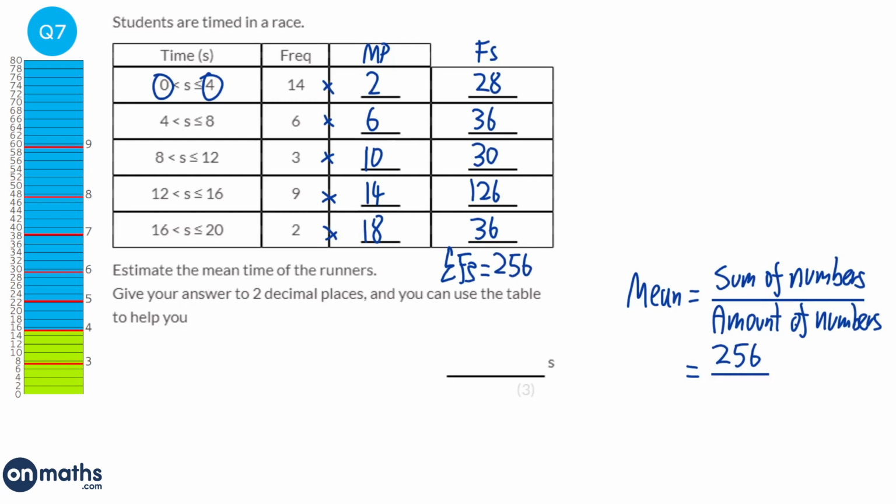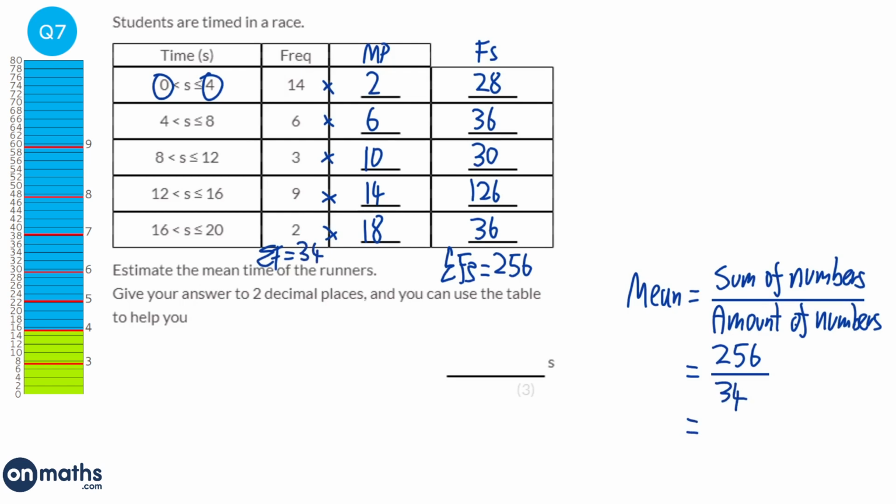And we need to find out how many numbers there are. Well, the frequency column will tell us how many numbers there are, so we're just going to add all of those up together. So we're going to find the sum of the frequency, which is 14 plus 6 plus 3 plus 9 plus 2, which is 34.